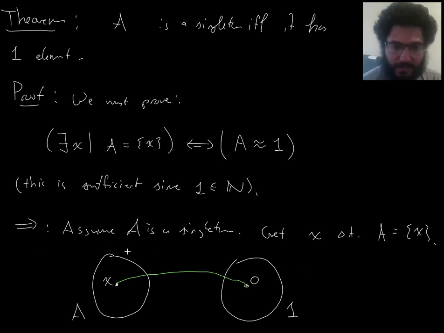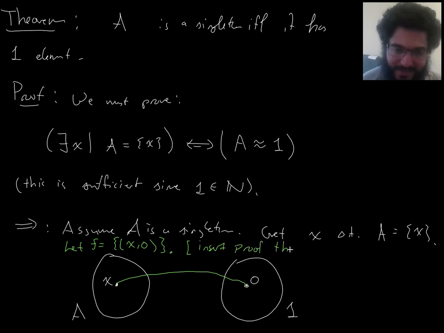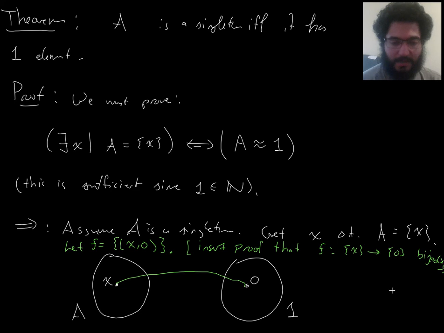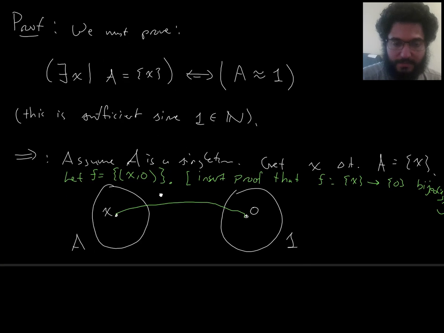So it looks like we're saying let F equal this pair. Or rather, let F equal the singleton of this pair. So F is this set of pairs with just one pair in it. And then, I don't want to go through this, but let's now say insert proof that F maps singleton x to singleton 0 bijectively. So let's suppose you finish that, and then that would prove that A has the same number of elements as 1.